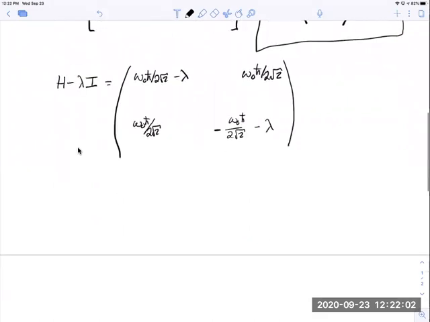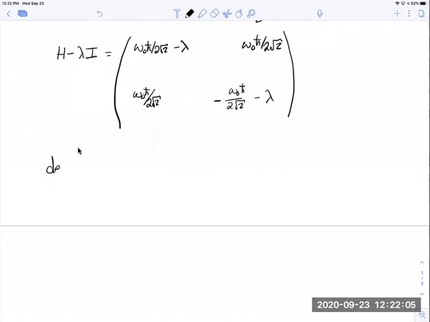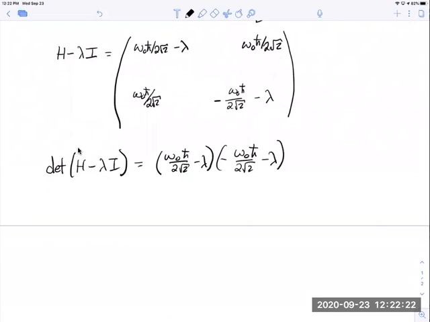I am next going to take the determinant of this mess, the determinant of H minus lambda I, and this becomes omega naught h bar over 2 square root of 2 minus lambda, times minus omega naught h bar over 2 square root of 2 minus lambda, minus omega naught h bar over 2 square root of 2 quantity squared. So going back up the diagonal that way. I need this to be equal to 0 in order for this matrix to be singular so that I have a non-trivial solution.